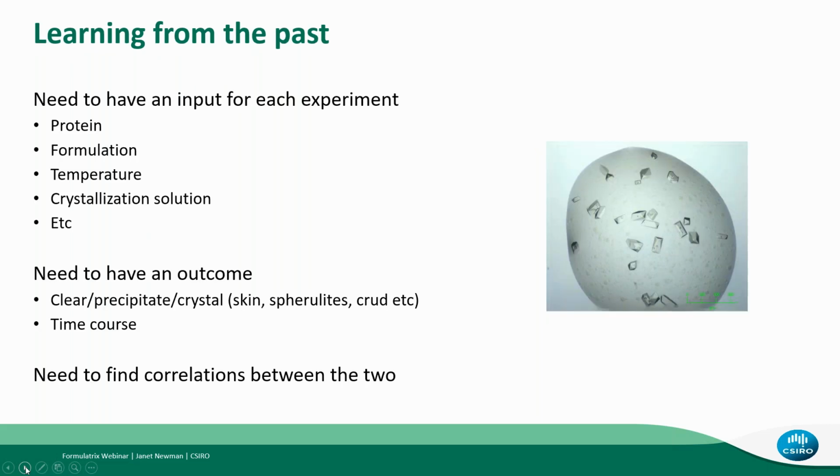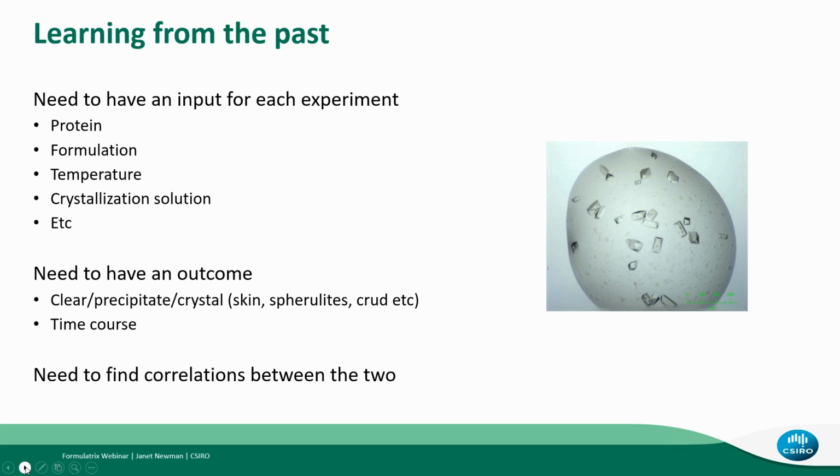All right. So one of the ways we could get better at crystallization is learning from the past. And the way we would do that is we would need to have an input for each experiment, what the protein was, how it was prepared, what its temperature was, all the parameters of the experiment. We need to have an outcome in terms of what happened when we set it up in a crystallization trial. And then, of course, we'd need to find correlations between the two.